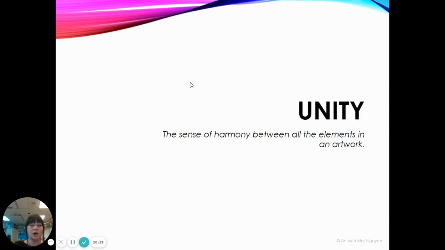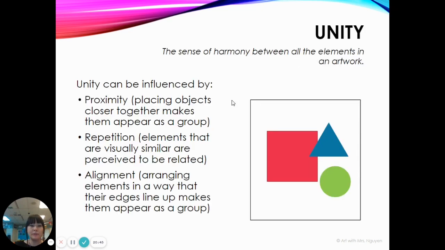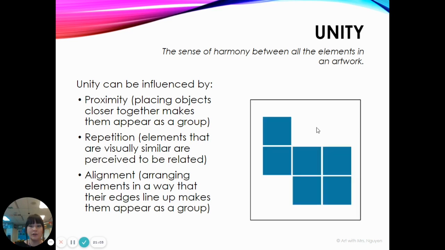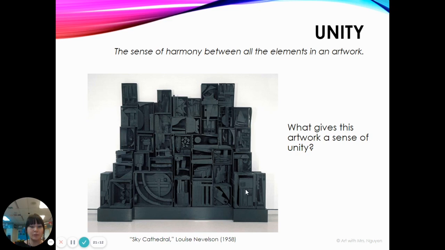Unity is how all of the elements in your artwork work together. Unity can be made by making things close to each other so that they look like a group. You can create unity by having similar objects repeating. You can create unity by lining things up. If you look at this artwork by Louise Nevelson, all of these objects are very different, but they're painted with the same color, which creates unity. They look like a group working together.